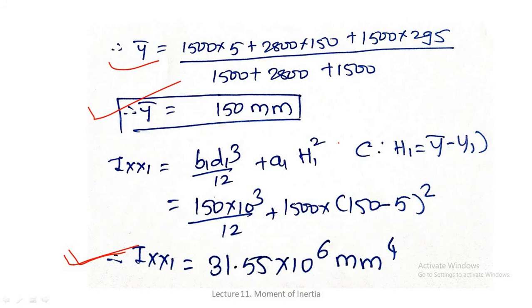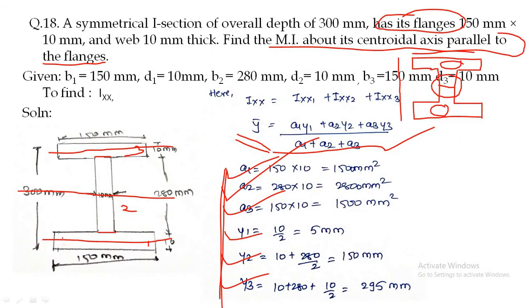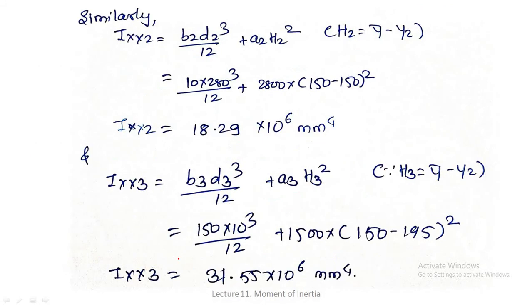Remember, why was this formula used? Because our first axis is parallel to the horizontal central axis of the whole section. This is our x-axis and this is our first axis, 1, 1. As these two axes are parallel, we use the parallel axis theorem and we get the value of Ixx1. Similarly, we will find the value of Ixx2.